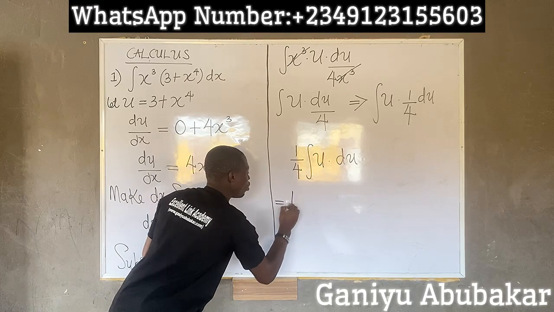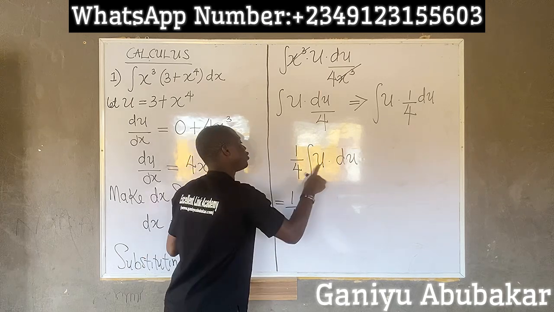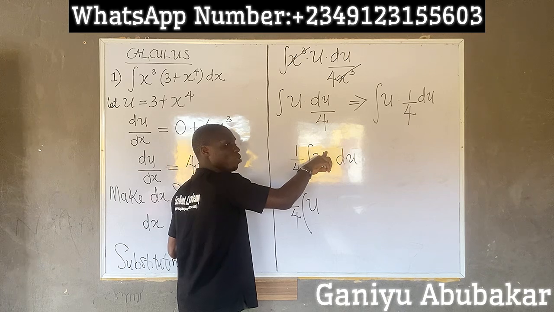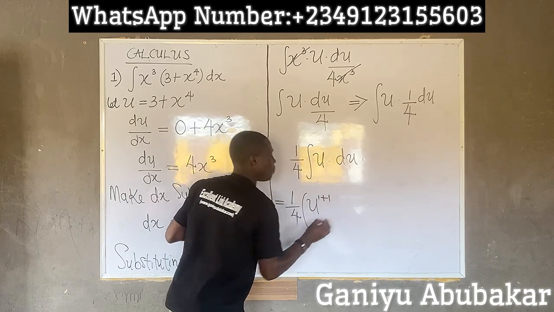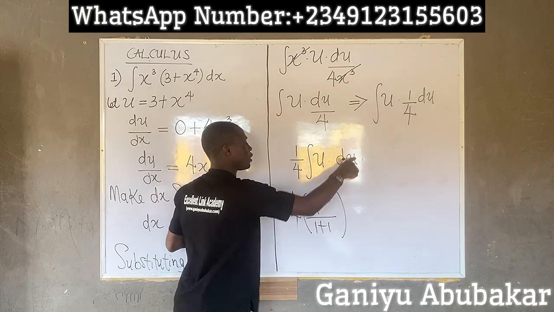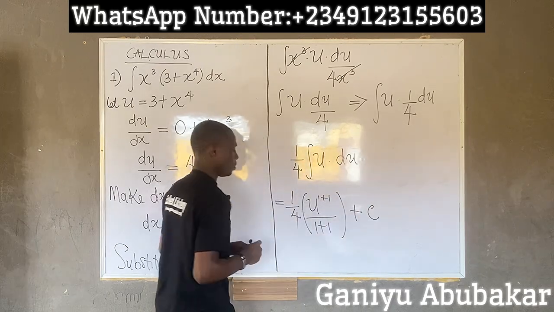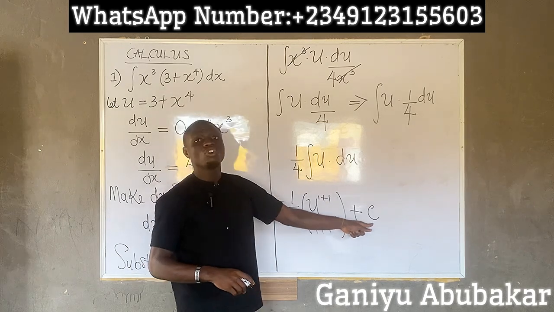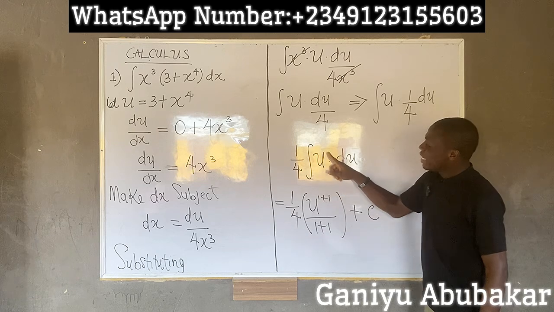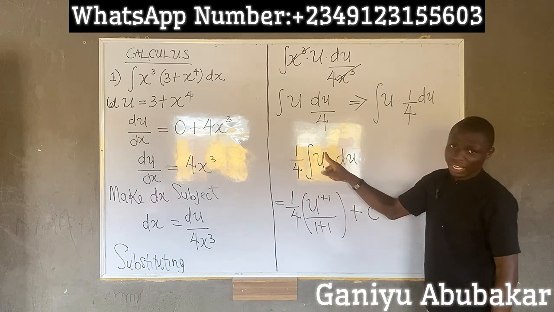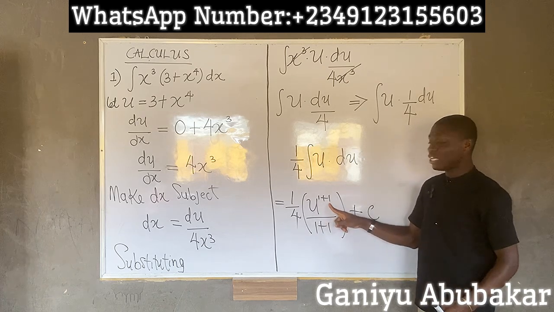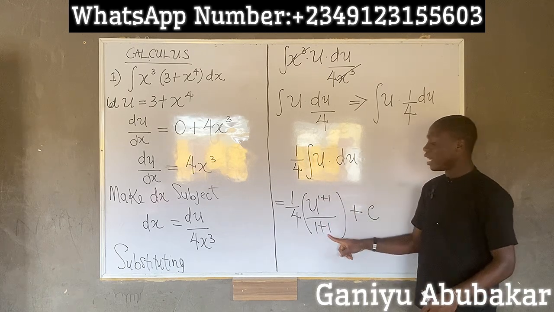What do I mean? This now becomes 1 over 4. If I integrate u, I'll have u. Initially, there's an invisible 1 here, that becomes 1. I'll now add plus 1 all over 1 plus 1. Next up, plus c. Plus c is called the constant of integration. So the rule is that add 1 to the power and repeat the power downwards.